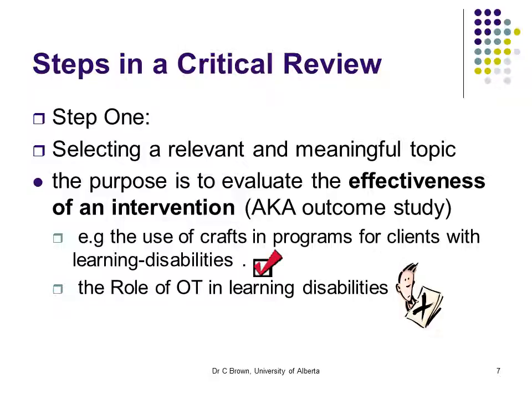So an outcome study. So for example, the use of crafts in programs for clients with learning disabilities. Well, that's an outcome, right? You're doing an intervention and you want to see what the outcome of that intervention is. However, a topic like the role of OT in learning disabilities, that won't fit a critical review process. That's a different question, a different study. Okay? So if you're doing a critical review in your 903, you have to leave those kinds of questions in your to look at later file for now.